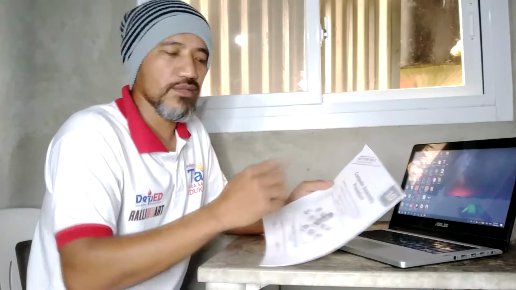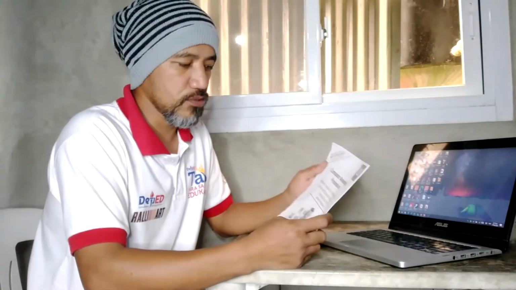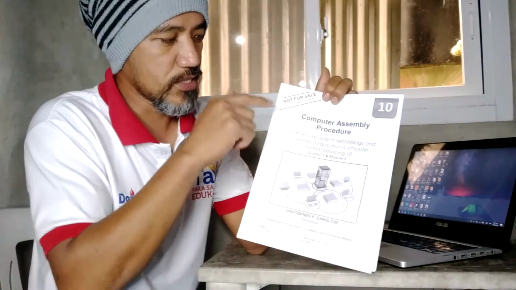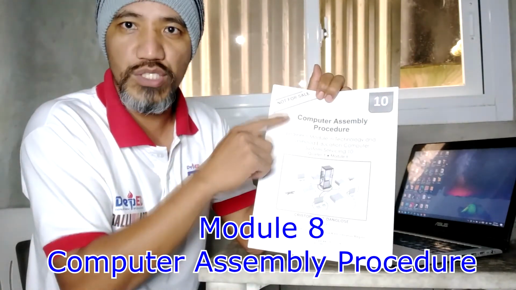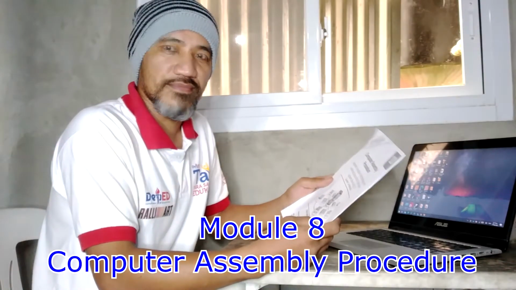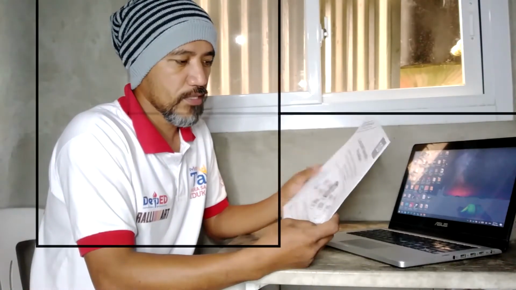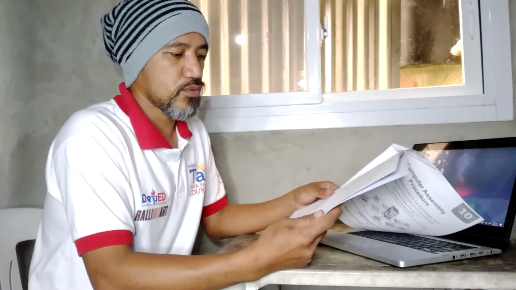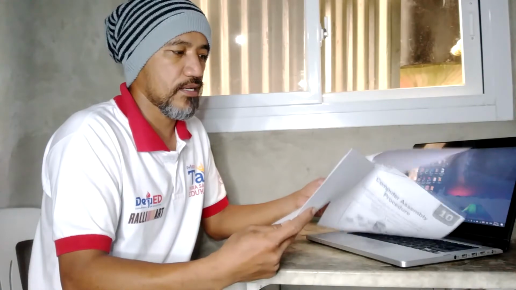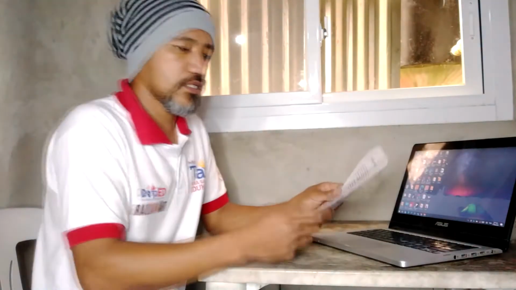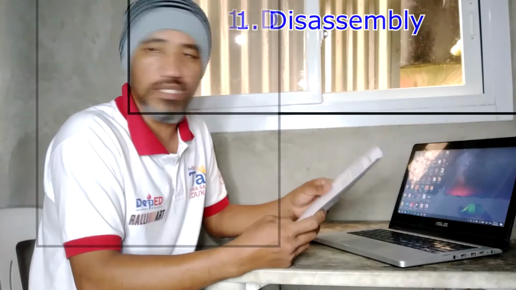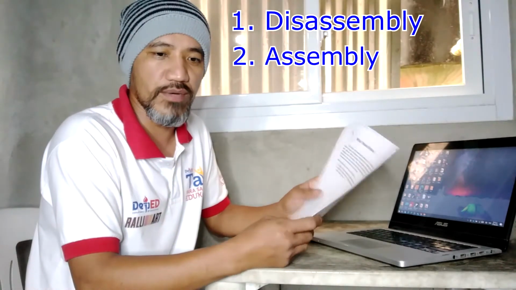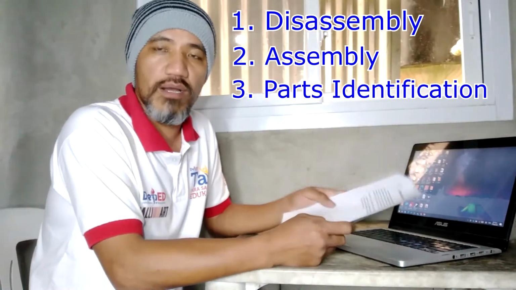Today, in this video lesson, I'm going to discuss the content of the entire Module 8, which is entitled Computer Assembly Procedure. In this module, we are going to do three different activities. The first one is the disassembly process. The second one is the assembly. And the third one is the identification of parts of our system unit.